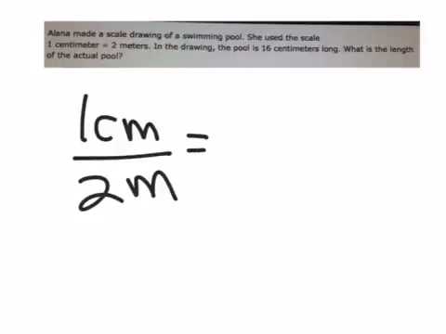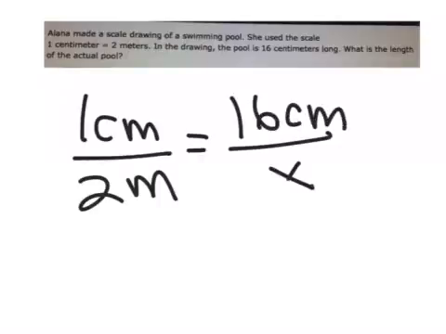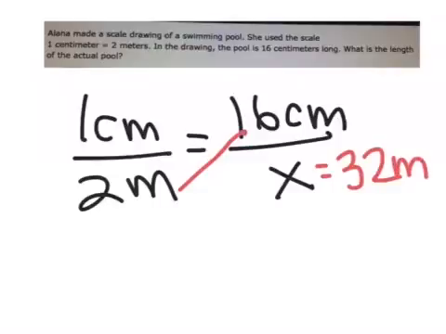Okay, so Elena made a scale drawing of a swimming pool. She used the scale 1 centimeter equals 2 meters. The pool is 16 centimeters long in the drawing. So centimeters goes on the top, and we're looking for the length of the actual pool. So this time, you're cross-multiplying: 2 times 16 gives you 32, and then 32 divided by 1 would give you 32. So in real life, the actual pool would be 32 meters long.